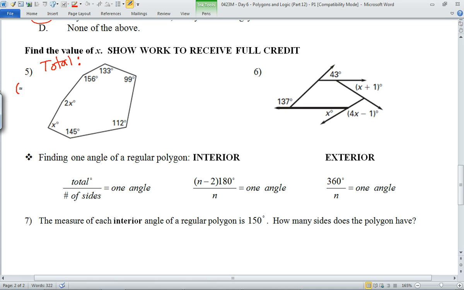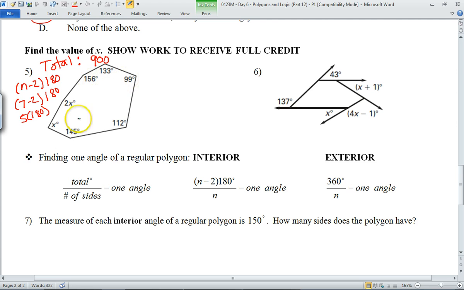The total degrees are going to be n minus 2 times 180. All right, we already knew that from the previous paper. So in this case, that's going to be 7 minus 2 times 180. Okay, so that's going to be 5 times 180. So what does that come out to be, you guys? 900. So the total degrees are 900.